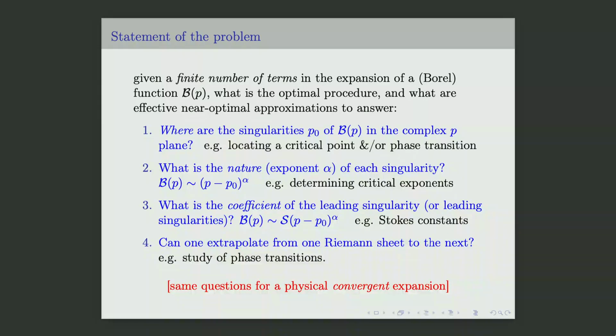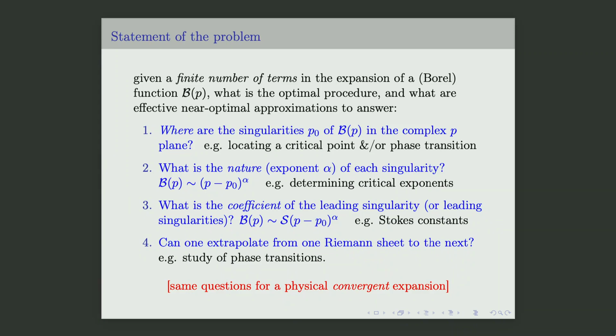So here's a more precise statement of the problem. Suppose you're given some function, some free energy, some correlation function, some spectral function, and you know something about it. The most interesting questions about it are: does it have singularities? And if so, where are they? If they have singularities, what's the exponent? Is it square root? Is it logarithmic? What is it? Is it a pole for some reason? What's the coefficient? What's its strength?